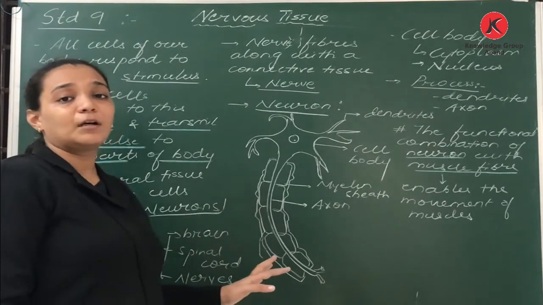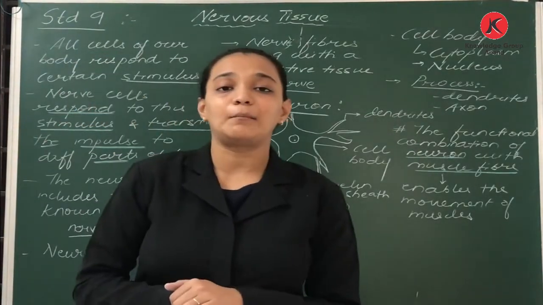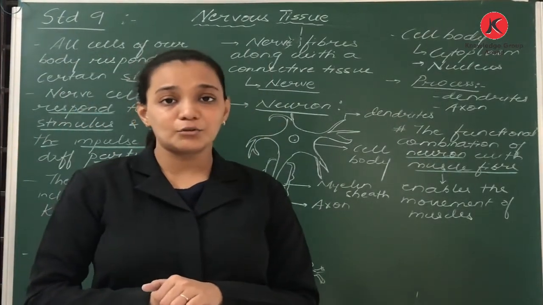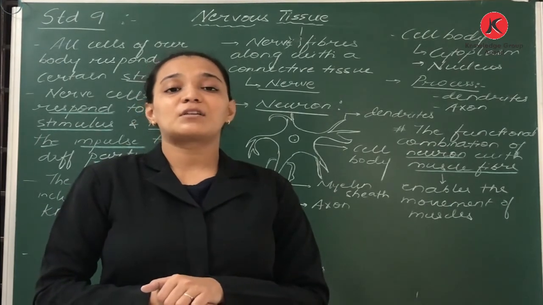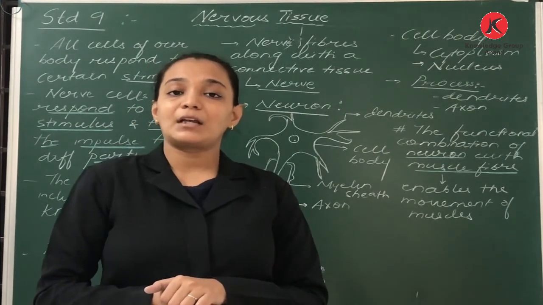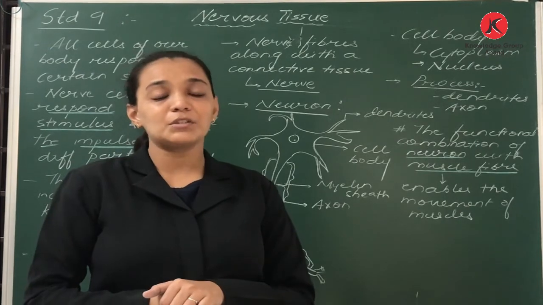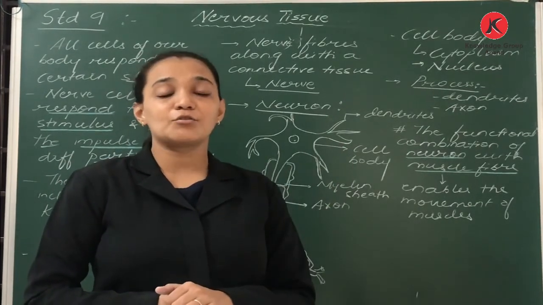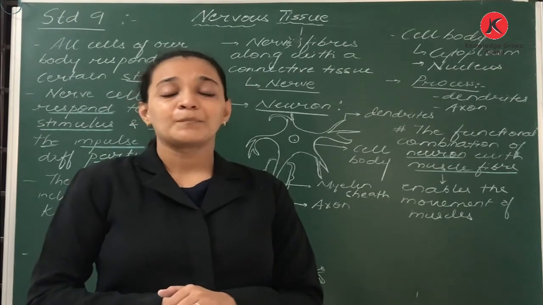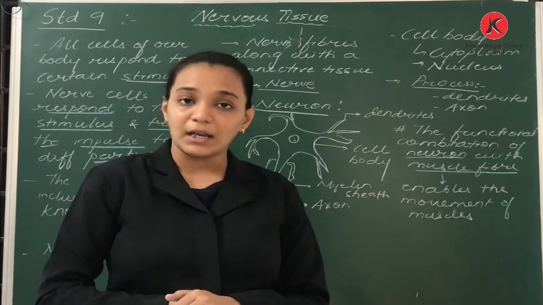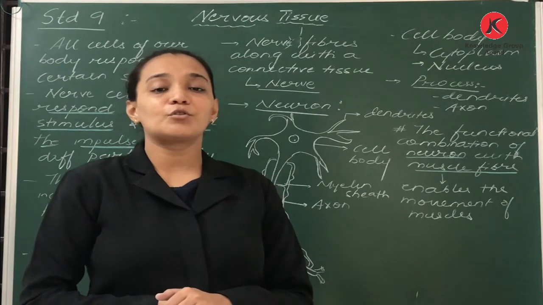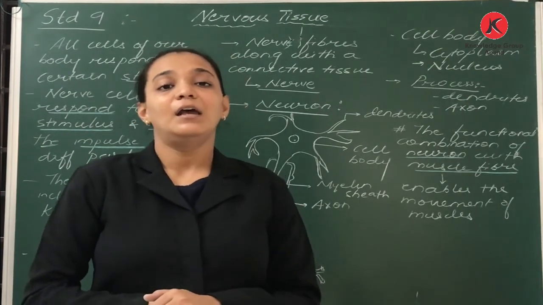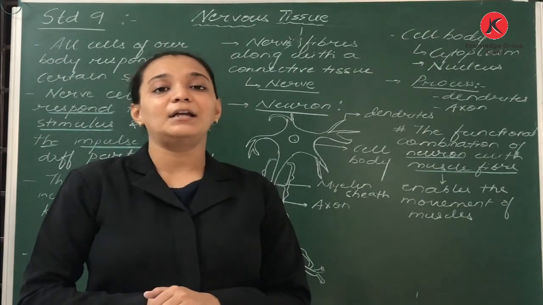So in this chapter, first of all you have to study about the different types of plant tissues, right? You have to discuss about the meristematic tissue and the permanent tissues. In permanent, you have to discuss about the simple permanent tissues and the complex permanent tissue. Next, we have discussed about animal tissues. In animal tissues, we have discussed epithelial, connective, muscular and nervous tissue.